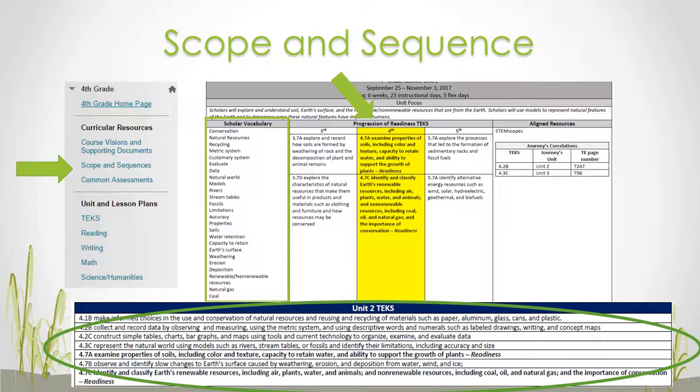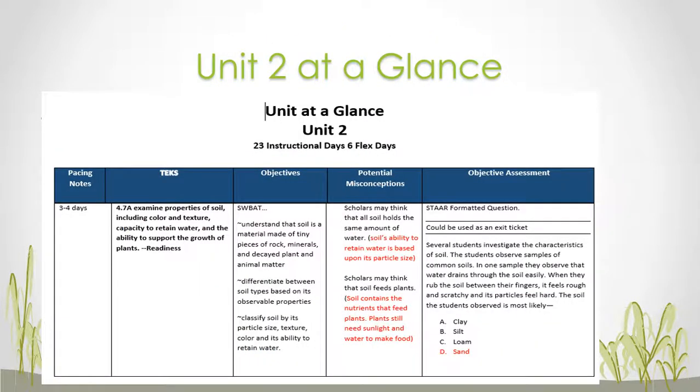Unit 2 will be covering a total of 7 TEKs. 2 of these TEKs are going to be readiness standards, and the other ones are going to be either supporting standards or process standards. As always, we have the vocabulary that will need to be covered throughout Unit 2 and the progression of your readiness TEKs. So it tells us what our TEKs looked like in 3rd grade and what they'll look like in the 5th grade. Okay?